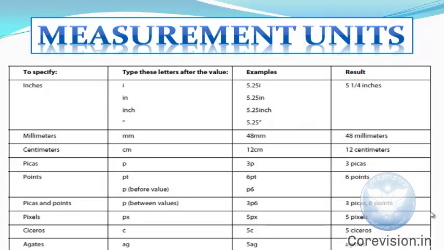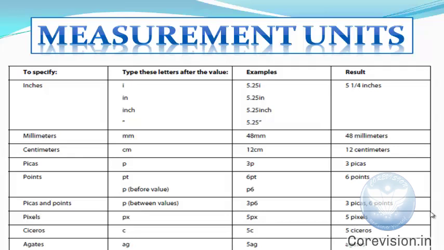Here measurement units are given. Measurement units can be specified in inches, millimeters, centimeters, picas, points, picas and points, pixels, etc. To specify inches, millimeters, centimeters, picas, points, etc., type the letter after the value. I means inches, 5.25 I for example. The result is 5.25 inches.